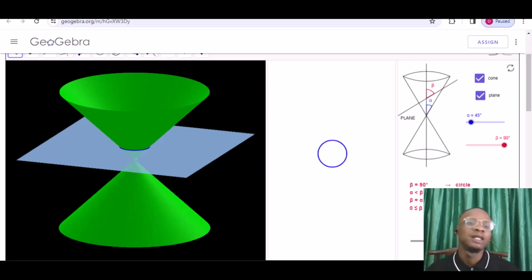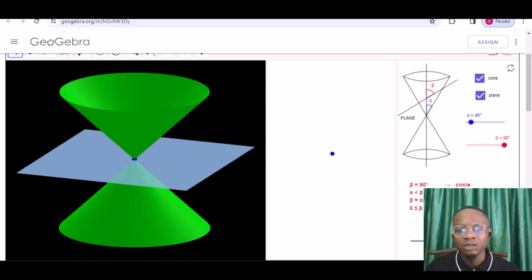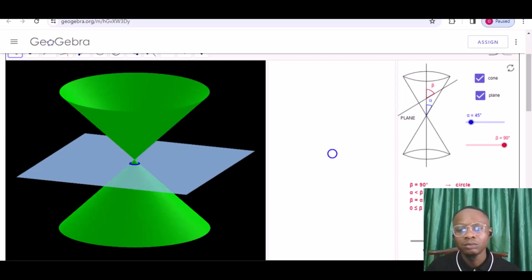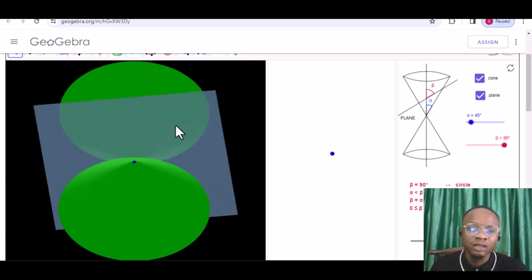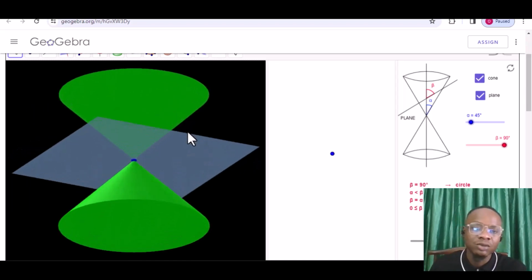Now, degeneracy. What do we mean by degeneracy? Degeneracy simply talks about what conic section will be formed if the plane intersects our cone at the center, where the two cones are joined. So if we change the position of this plane to the center where the two cones are joined, is that the center right there? I think that is the center. So we can visualize that the plane is now at the center of the two cones.